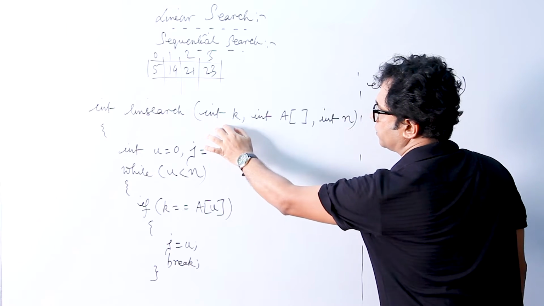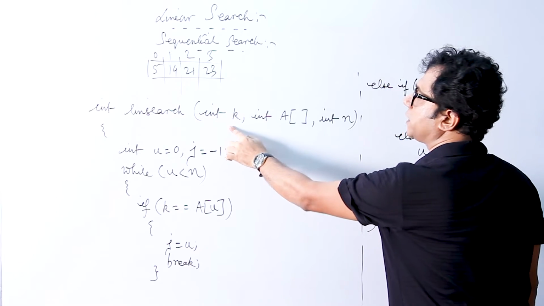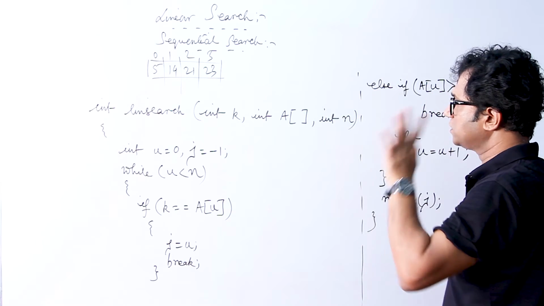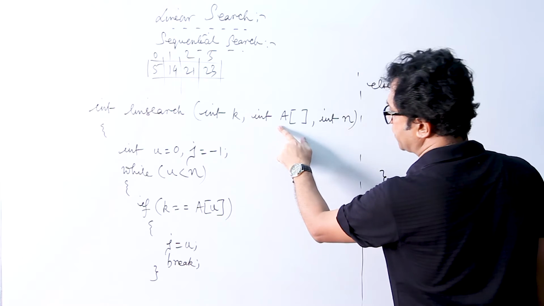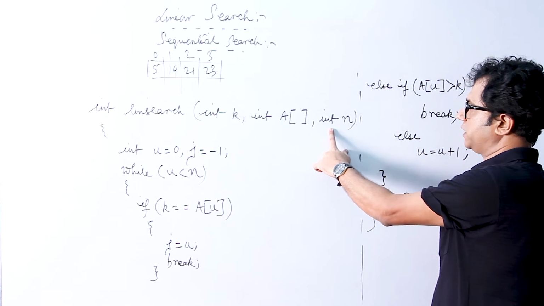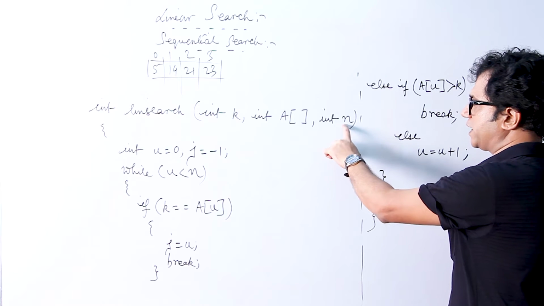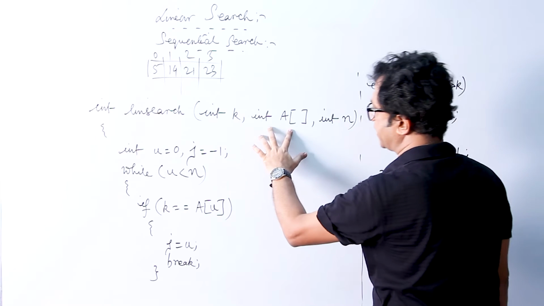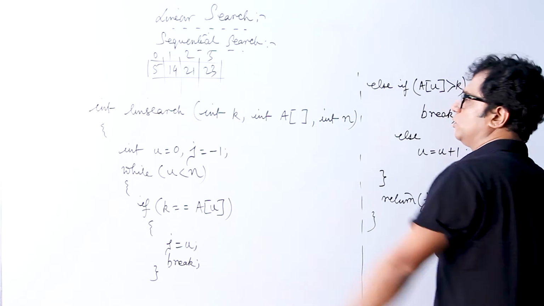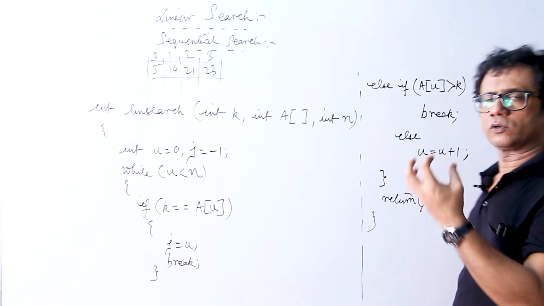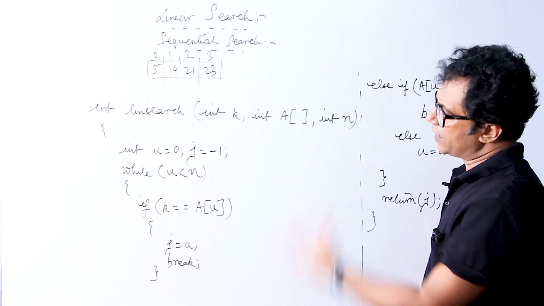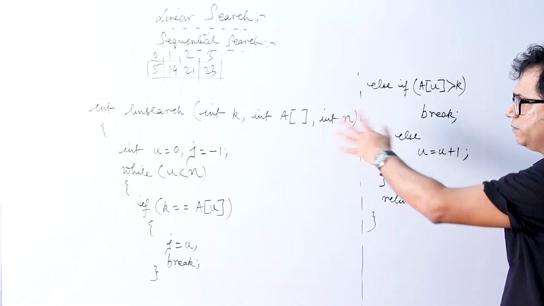One argument is the int k, that is the key value which is to be searched in the particular array under consideration, and this is the base address of the array, and this is the number of elements in the array. So, this n is the number of elements, int a is the base address, and this int k is the key value which we are trying to find in the array. So, these are the 3 arguments.